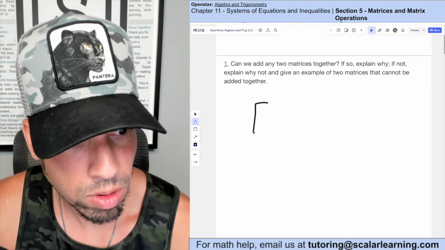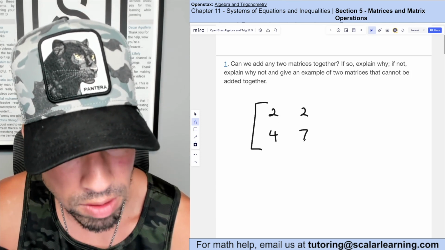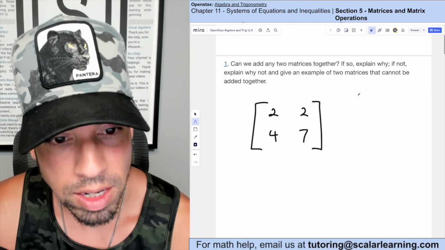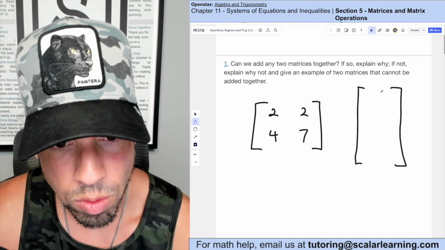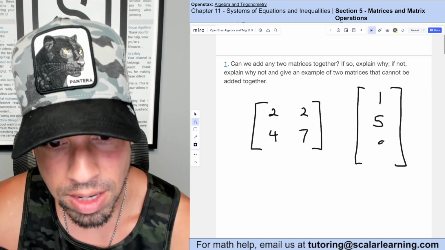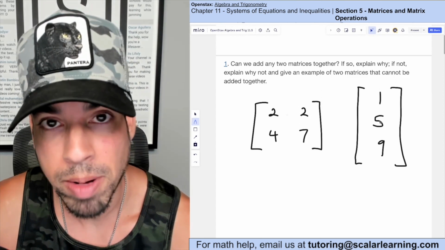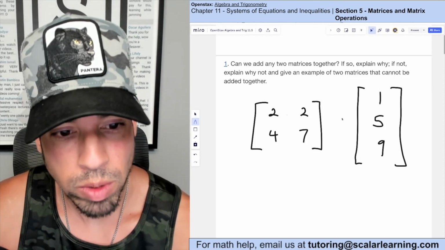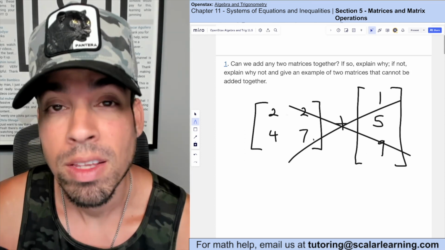So for example, if I have a 2 by 2 matrix, let's say 2, 2, 4, 7. I'm just putting in random numbers. And then I have something like this, right? A nice skinny one, 1, 5, and 9. Okay, these don't have the same dimensions. 2 by 2, 3 by 1, right? Different. So when these are tried to add together, you cannot complete the operation. So that's how you do it.